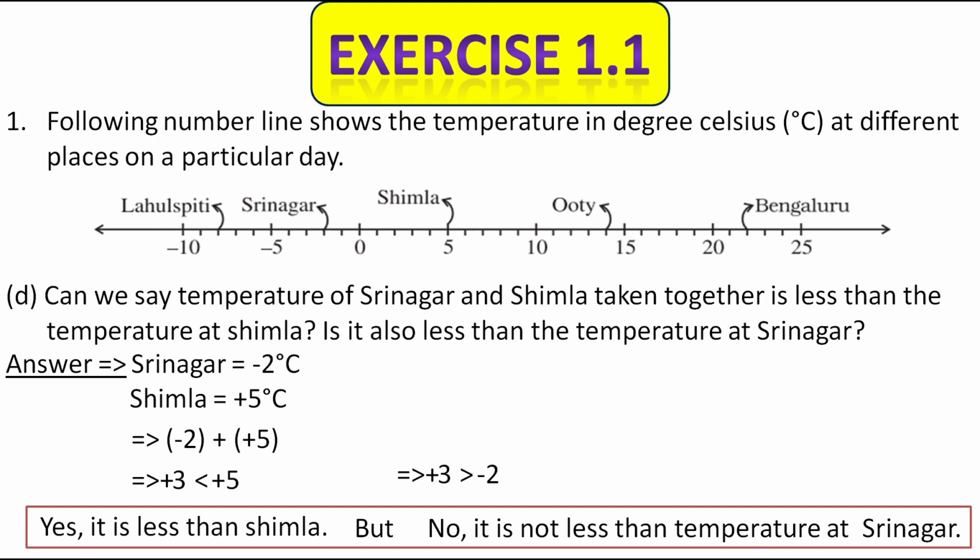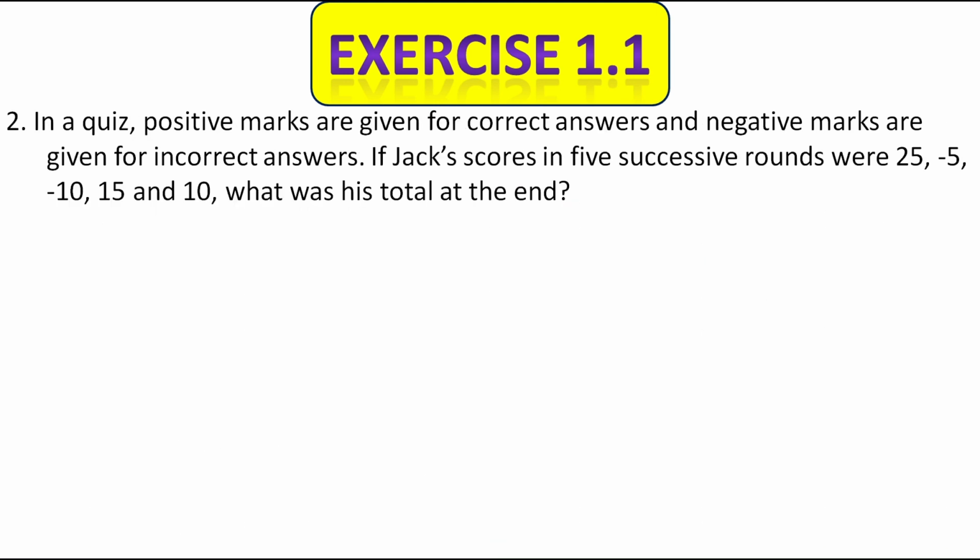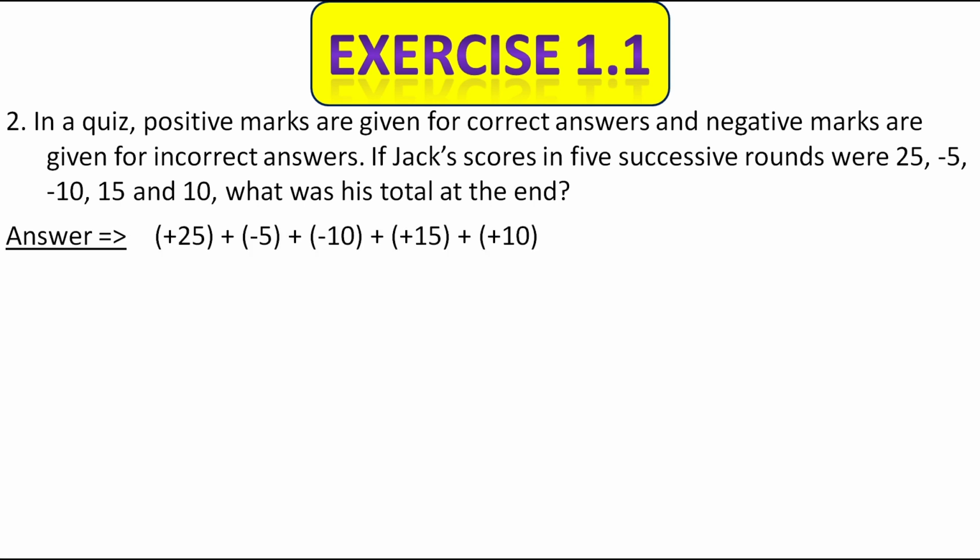Okay, now let's move to the next question, that is the second one. In a quiz, positive marks are given for correct answers and negative marks are given for incorrect answers. If Jack's scores in 5 successive rounds were 25, minus 5, minus 10, plus 15 and plus 10, then what was his total at the end? It's very easy, we just have to add all these numbers. So how are we going to add? This way, we have to put a plus sign in between all the numbers.